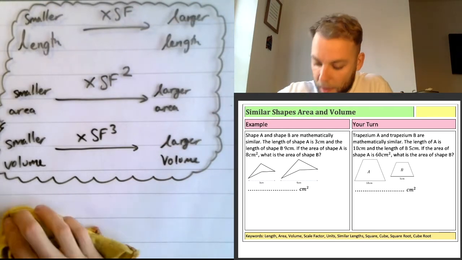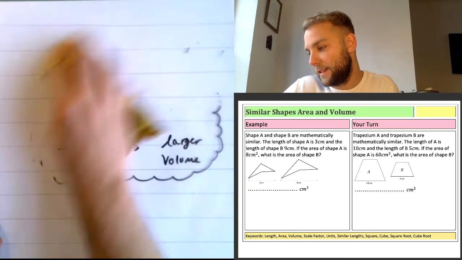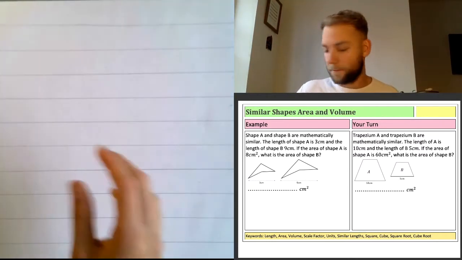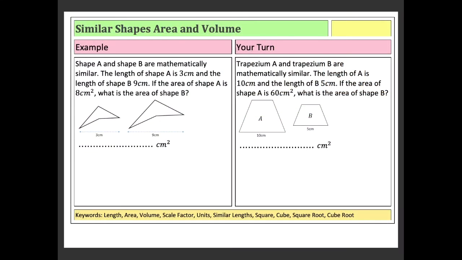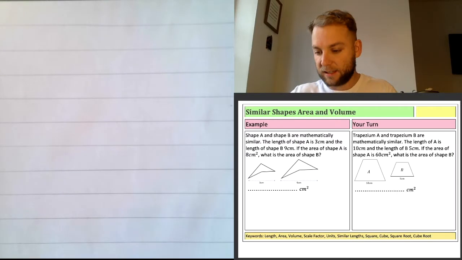Okay, so let's have a look at our first question. I'll make it big for you so you can see it. So here's your first question. Shapes A and B are mathematically similar and the length of A is 3. The length of shape B is 9 centimeters. If the area of A is 8 centimeters squared, what is the area of shape B? Okay, so let's get this one down as example 1.